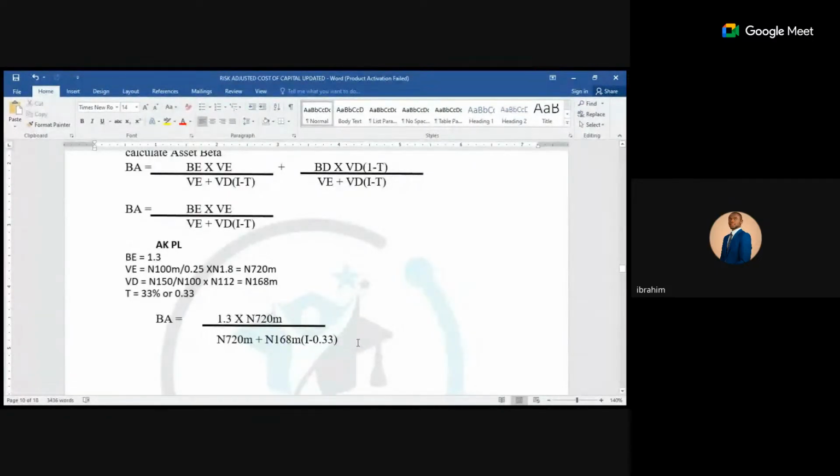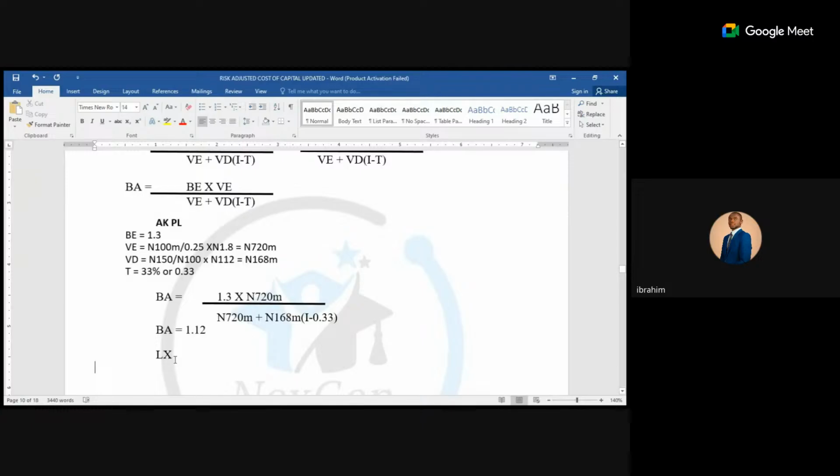Plus, what is the asset beta for AK? 1.12. So you calculate the asset beta for LS so that you look for the average, then you move. LS, so the same thing, bring them out like this.